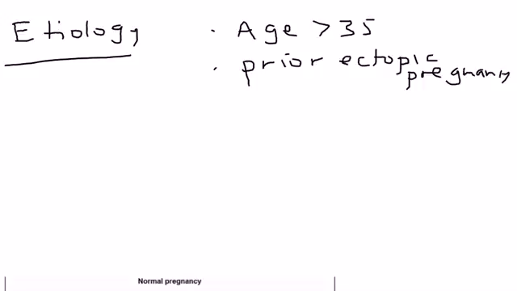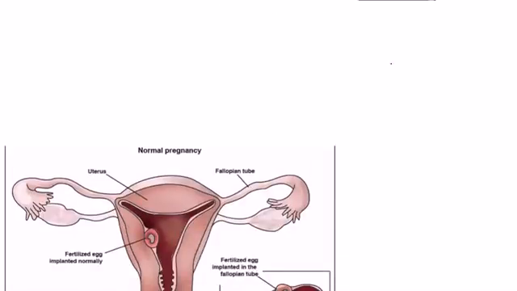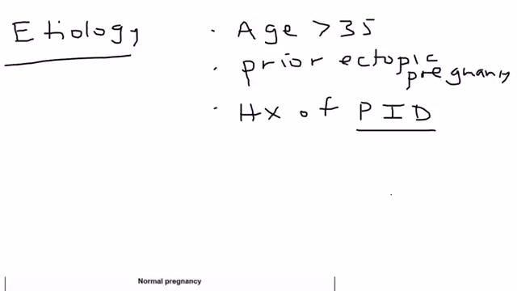Another reason that this can happen is a history of pelvic inflammatory disease. And the reason that is because when you have pelvic inflammatory disease, that can result in scar tissue being formed in the fallopian tube. And when the scar tissue forms, it prevents the fertilized egg from traveling down to the normal or correct location. So that's why pelvic inflammatory disease can be a risk factor.